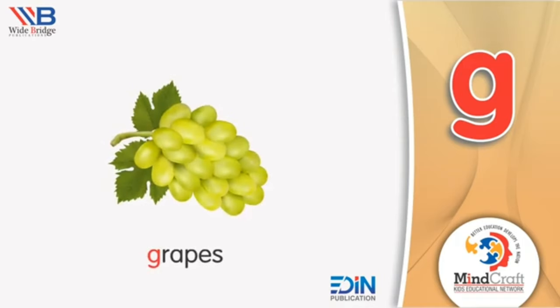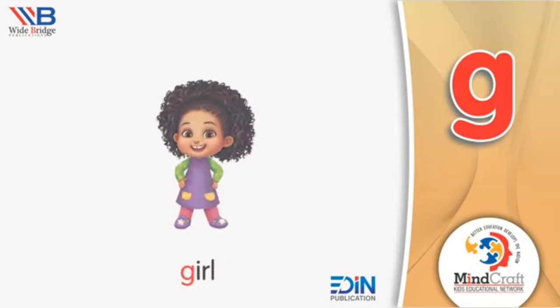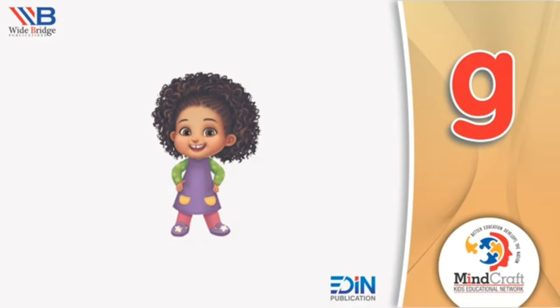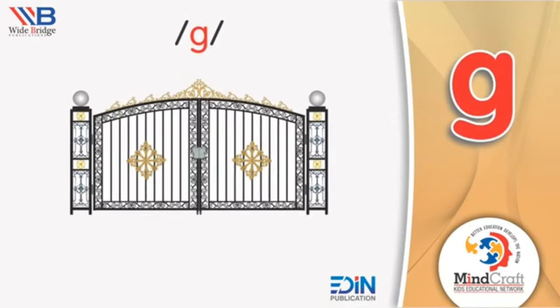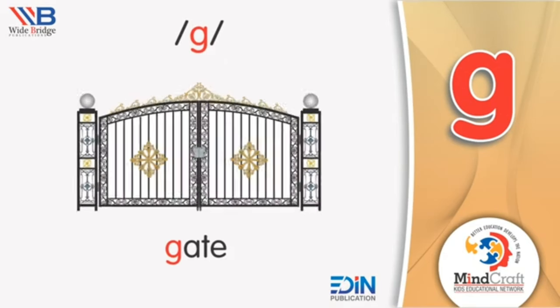G is for G, G, grapes. G, G, grapes. Yum, my favorite grapes. G is for G, G, girl. G, G, girl. She's an active girl. G is for G, G, gate. G, G, gate.